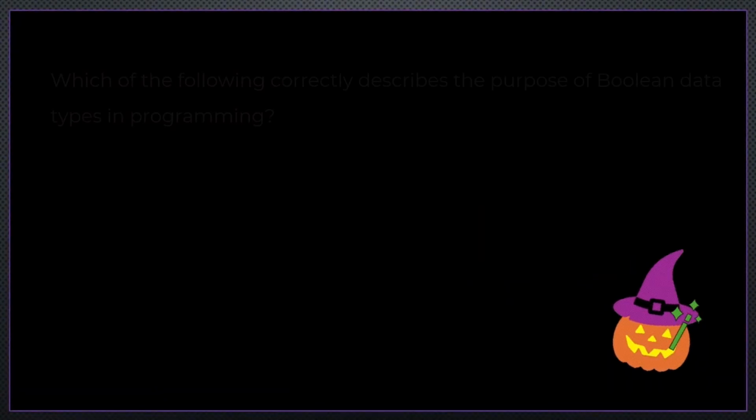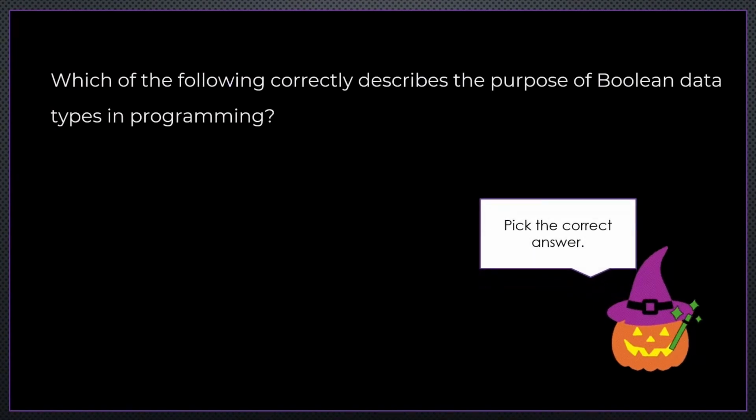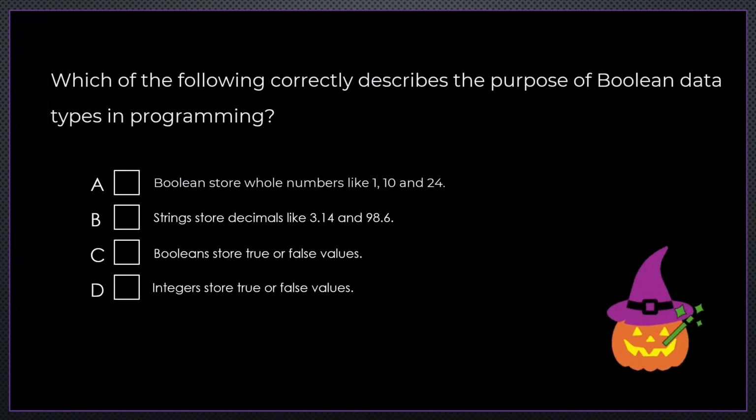Which of the following correctly describes the purpose of Boolean data types in programming? Option A. Booleans store whole numbers like 1, 10, and 24. Option B. Strings store decimals like 3.14 and 98.6. Option C. Booleans store true or false values. Option D. Integers store true or false values.